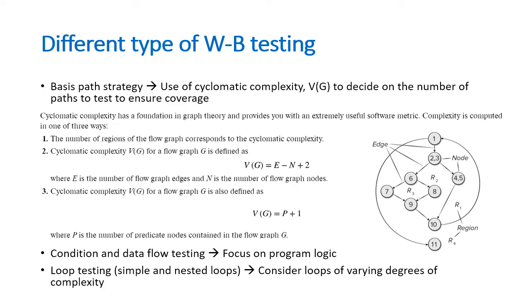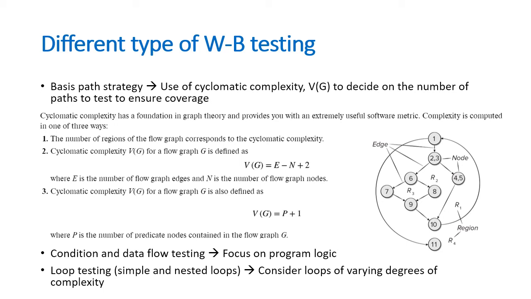There are different types of white box testing available now, but here I'm just listing 3 of the most basic ones. Obviously, if you are interested, you can look for more. So the first one is the basis path strategy, and in this strategy, we use the cyclomatic complexity, or the notation is VG, to decide on the number of paths that we need to ensure the coverage, and it has a foundation in graph theory.